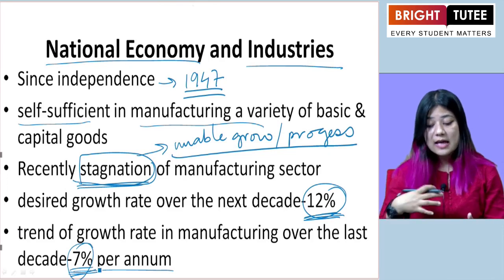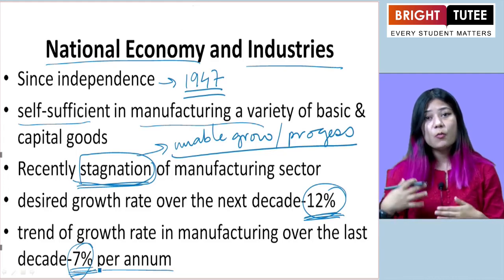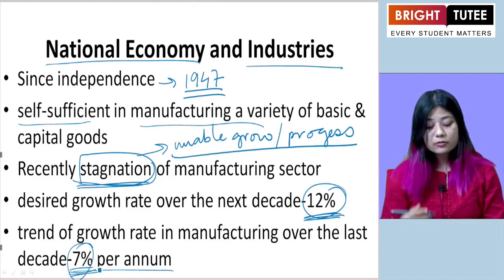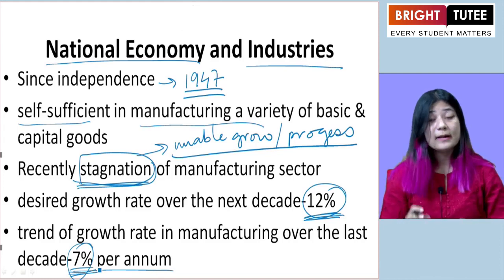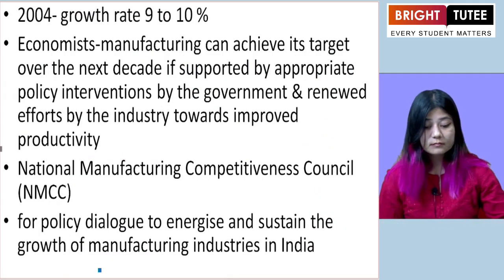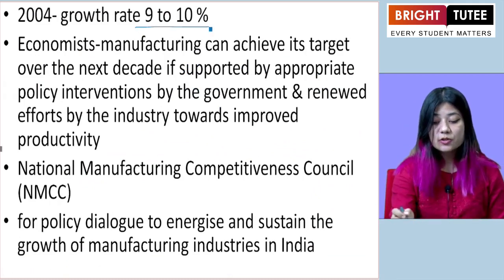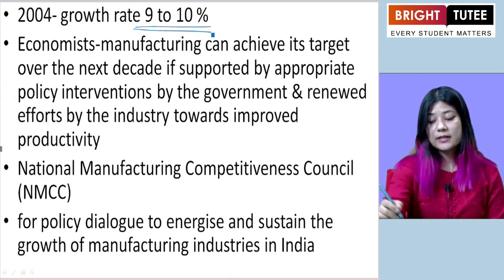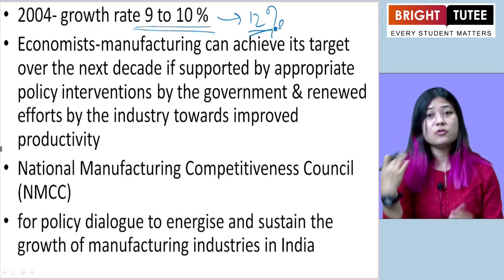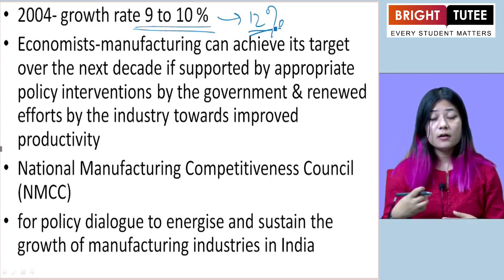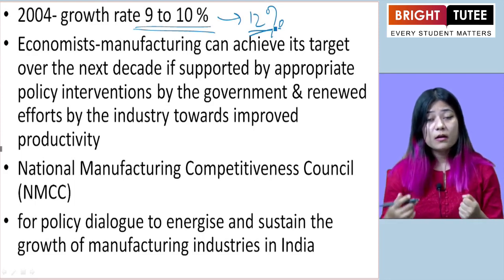So you can see that the growth rate is not what it should be. It's below what it should be. Alright, so the manufacturing sector is not doing so well in recent years. In 2004, the growth rate was between 9 to 10%, but still it has not reached 12%, right? So it's not that good. It does not indicate a strong economy in our country.